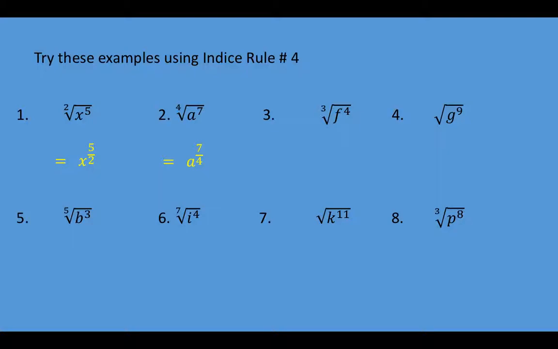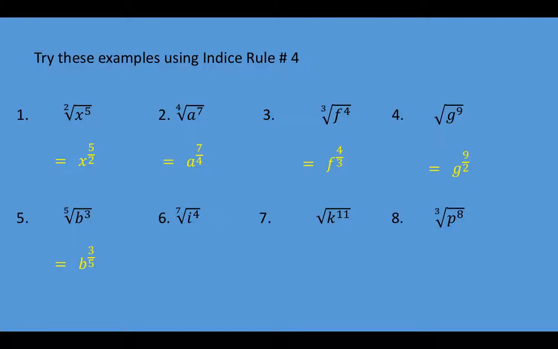In number 3, the number that's in front of the root this time is a 3, so therefore we're going to end up with f to the power of 4 divided by 3, or f to the power of 4/3. The next one, we have a square root of g to the power 9. You've got to remember that the square root symbol we don't normally write in the 2, but we have to remember it means it's a 2, so this one here becomes 9 divided by 2 as the indice term. Over to number 5, and this time the value that's in front of the root is a 5, therefore the fraction we're going to have this time is b to the 3/5.